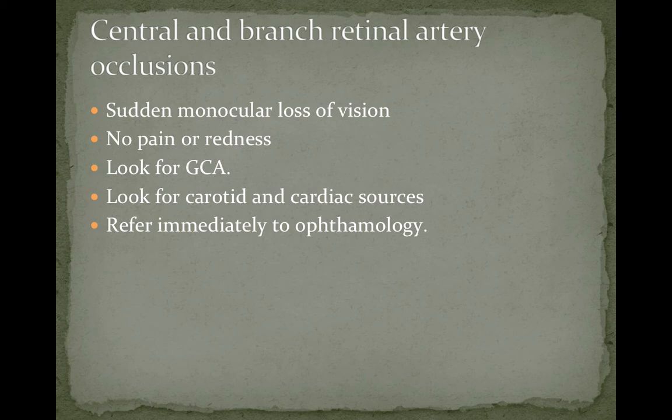We also want to look for giant cell arteritis. Giant cell arteritis is a condition that affects the visual fields in the temporal region, and it's usually diagnosed with an elevated sed rate. Typically, these patients need to be treated with high doses of prednisone in order to try and restore vision. But if these people have, again, a sudden loss of vision, they need to see an ophthalmologist as soon as possible.